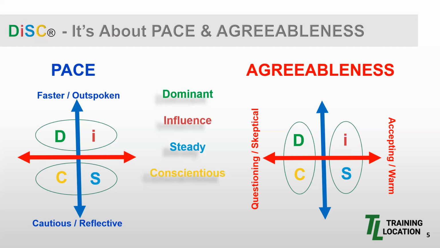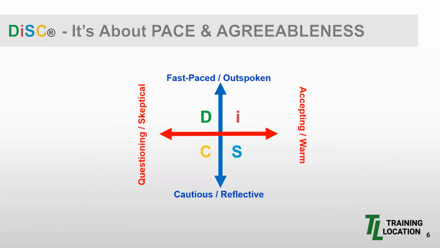Now, you might wonder, well, what about the other pairings like the D and the S, the diagonal pairings across the grid, or the C and the I? Well, that is a very good question. And this is where we begin to see interaction between dissimilar styles that share neither pace nor agreeableness. In contrast to the above examples, neither style here knows much about the language of the other style. So let's take a look and see how that happens.